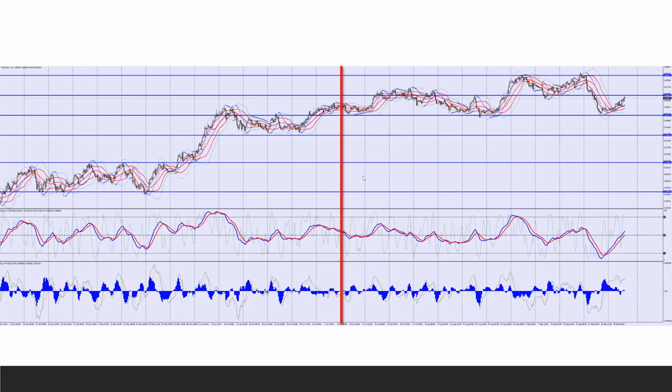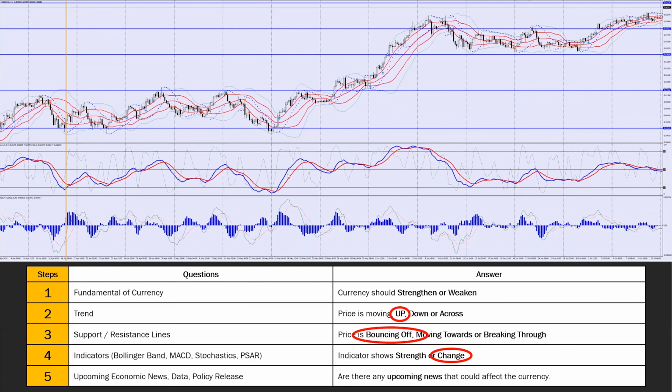Same thing, I will be looking at trade opportunities on the left side of the chart first. As we go through that, then we'll move over to trade opportunities on the right side of the chart. So the first one on the left side of the chart, we have starting at this point here, currency step number one, currency fundamentals. Currency should strengthen as we've been talking about. The trend, we know that it's been moving upwards. Support and resistance lines, look at this. This is how we say it has been bouncing off. It came down and it bounced off. So I got that upward move, bounce off support, up again.